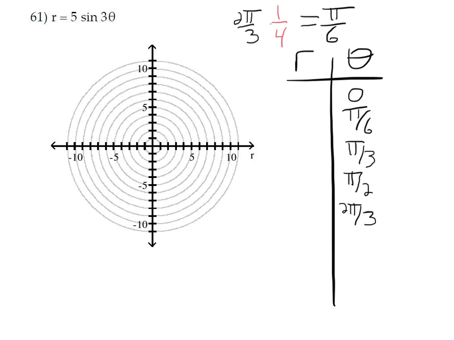Let's find out. Plugging in 0, sine of 3 times 0 is 0. Sine of 0 is 0. 5 times 0 is 0.